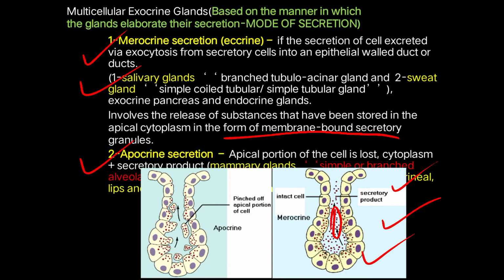is lost, and cytoplasm and secretory product are coming. So we can see that the apical portion is pinched off into the secretion. The simple or branched alveolar glands, that is the mammary gland, are examples of this kind of cells. And the sweat glands of the perineum and lips, and we can say that the hairless part of the body, are examples of apocrine secretion.